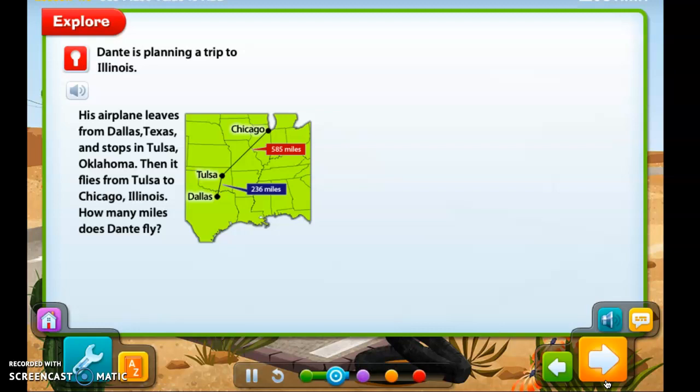Dante is planning a trip to Illinois. His airplane leaves from Dallas. Let's add the distances to find how many miles Dante flies. You can use place value to add two addends. So we've got one section between Dallas and Tulsa, that's 236 miles, and one between Tulsa and Chicago, that's 585 miles. First, let's estimate 236 plus 585, so you can check your answer later.